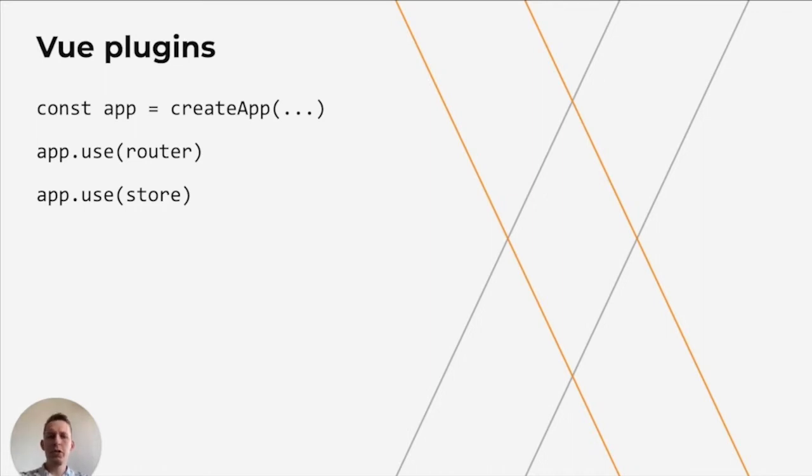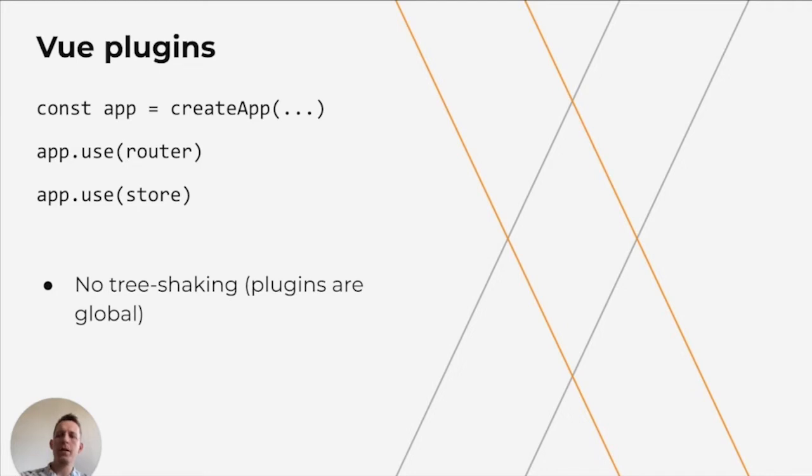This approach is generally great and widely used, but it has a few disadvantages. First, there's no tree shaking, because plugins are global. This means you have to download the plugin and add it to the application, even if it might not be necessary right now. For example, if I were to implement checkout as a Vue plugin, the end customer that visits the page will download that checkout plugin on the home page, because you have to use it at the beginning when creating the application.